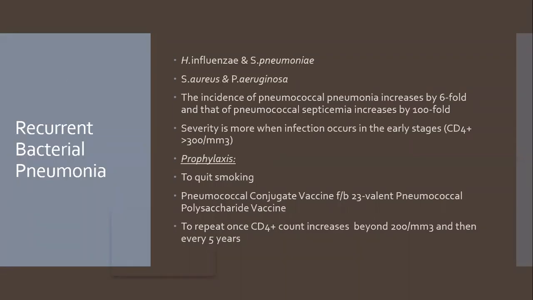So we'll discuss each. Recurrent bacterial pneumonia: the same organisms causing sinusitis, Haemophilus influenzae and Streptococcus pneumoniae, can occur. Apart from that, a few cases of Staph aureus and Pseudomonas aeruginosa can occur.